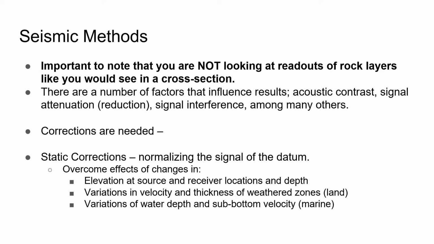So there are things we call static corrections, and these are going to normalize the signal of any of the data that we get. These will help to overcome elevation at the source or the receiver below the zone. So if your ground isn't perfectly level, it has to correct for that. There can be variations in the velocity and thickness, especially in weathered zones. Weathered zones of rock are going to transmit and absorb signal much differently. And the water depth, if you're doing something in a marine setting, how deep is the water and what's that sub-bottom velocity being impacted.